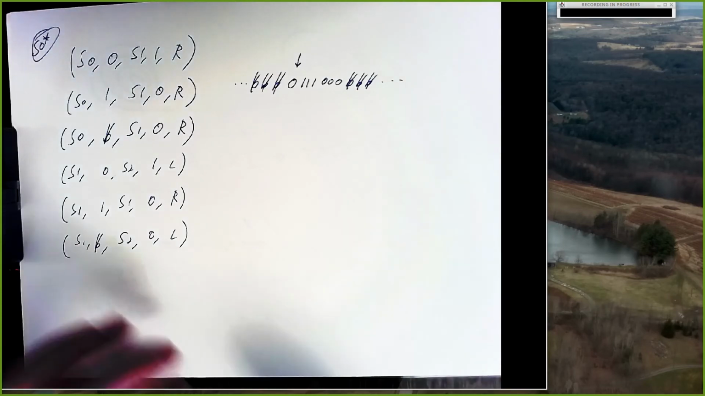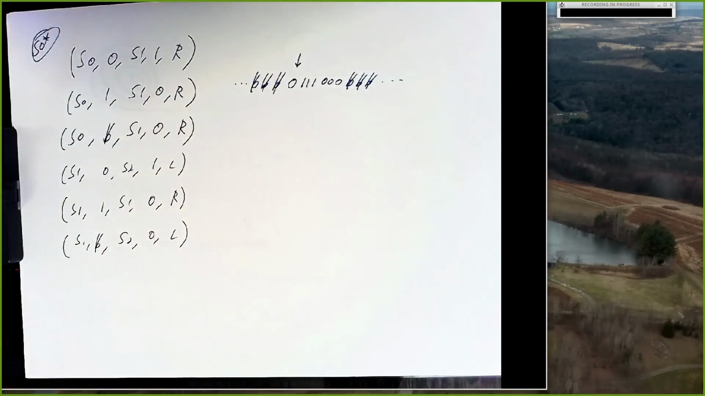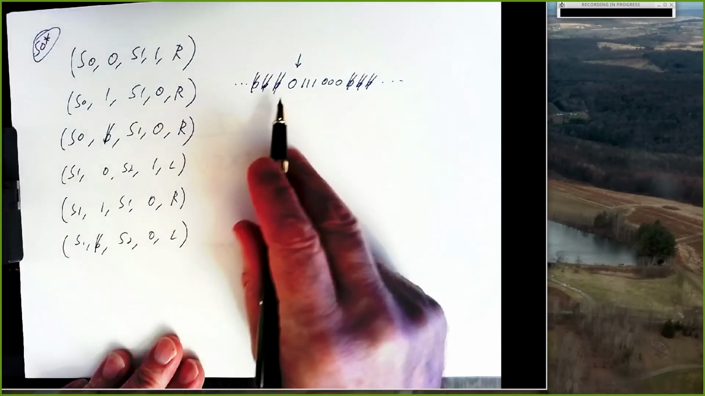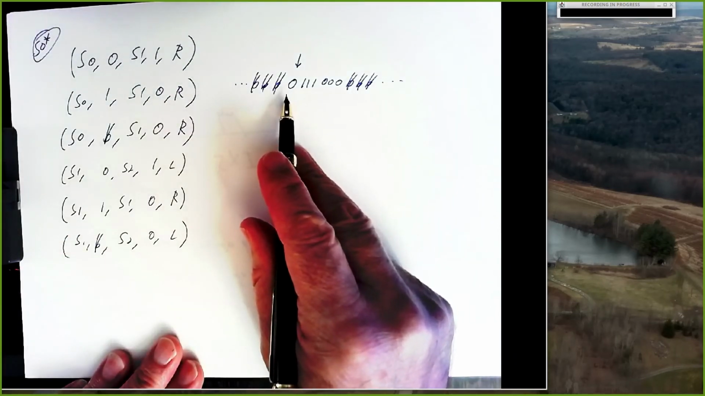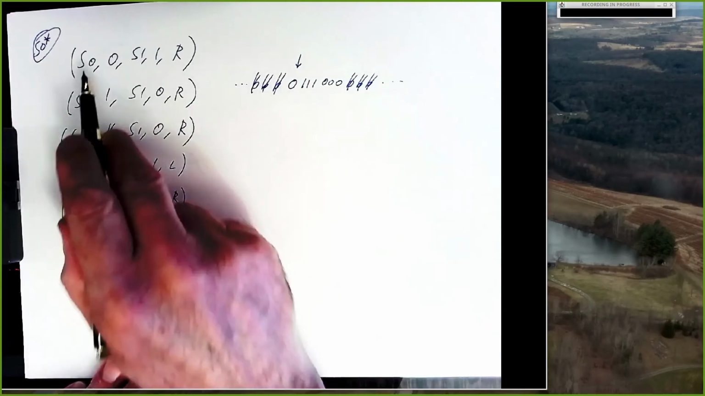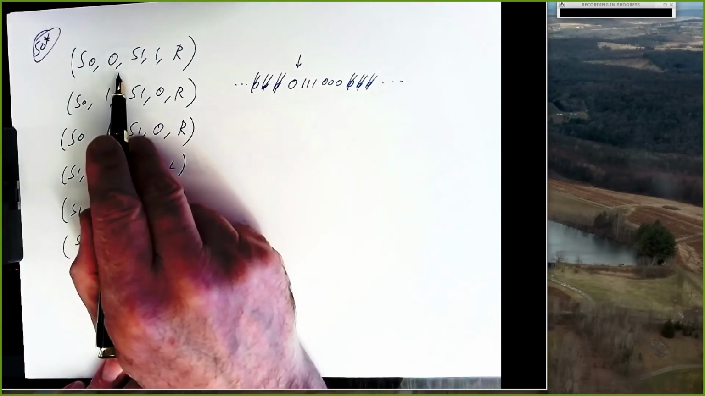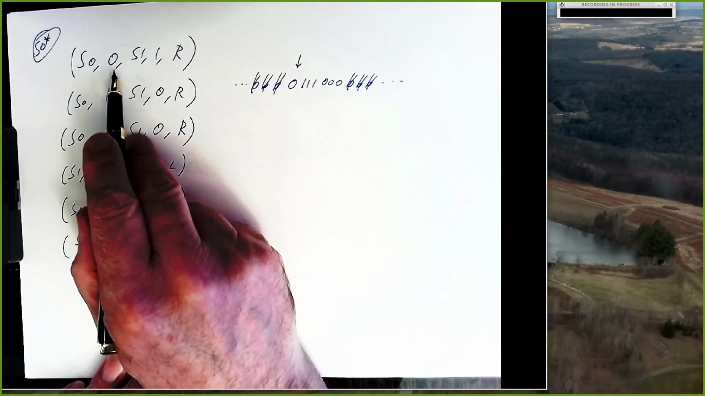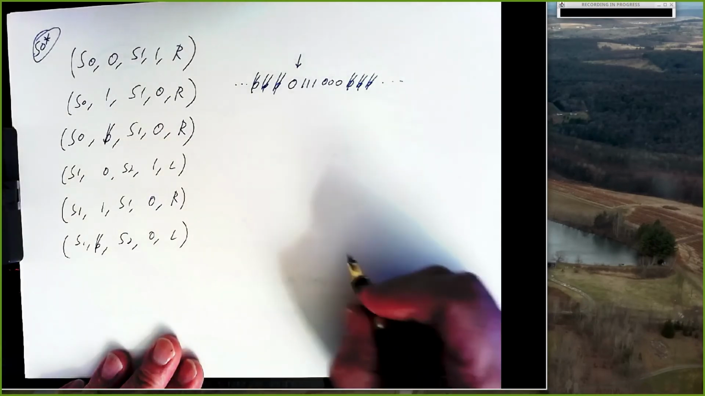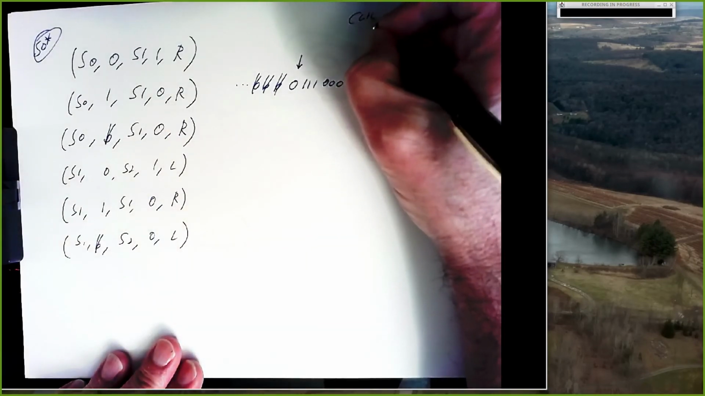But let's go through and pretend we're a Turing machine. So we're starting off in S0 and we have a 0 under the read-write head. So we look for a state that describes S0, 0. Hey, we're lucky. We found one right here in the very beginning. So let me make a note down here, current state.